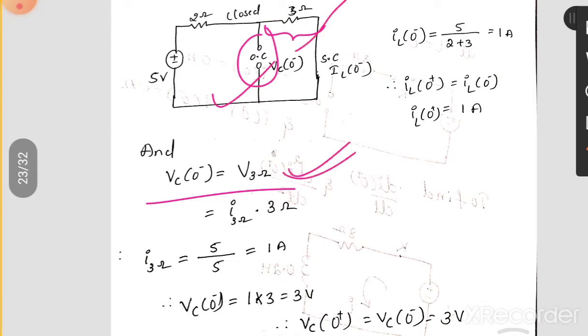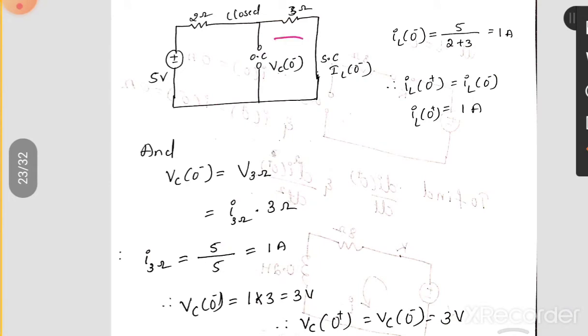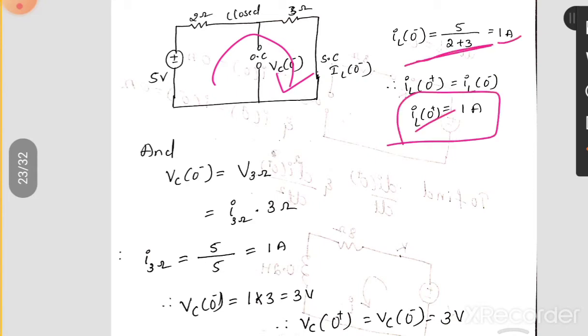Okay. How to calculate the voltage across this 3 ohm? It is nothing but the current flowing through that 3 ohm into the resistance. As we know, what is the current flowing through this 3 ohm? Because this is an open circuit, current will not be flowing through this. So we get a simple network, that is a complete series network. Whatever current we have calculated, that remains the same.